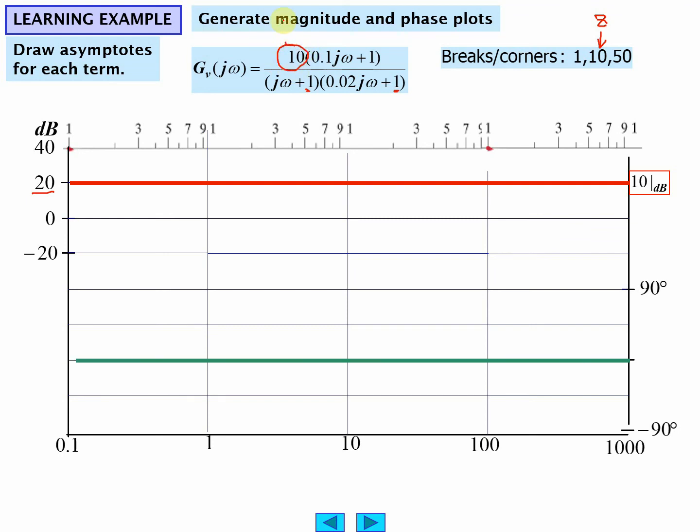And we bring in the, let's see, that looks like the phase. Is that the phase? Yeah, 0 phase. Now we go to this one. And it's a pole. And so it'll be a first order, a simple 1.